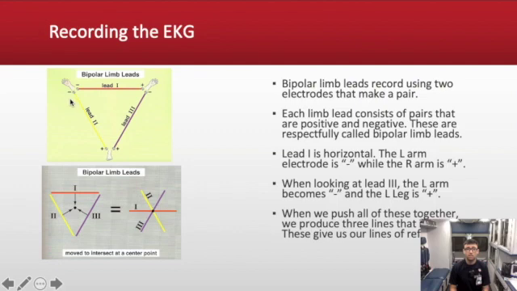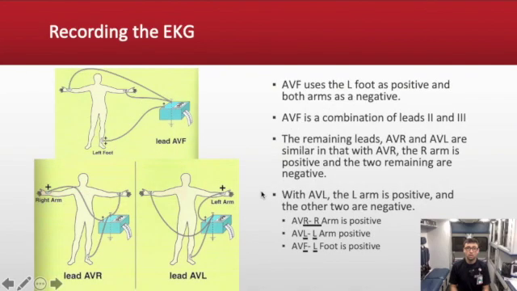Again, lead 2 is from right to left. So if you can see me, we're looking at lead 1, lead 2, which is diagonal, and lead 3, which is downward from the left arm to the left leg. So AVF uses the left foot as positive and both arms as negative. AVF is a combination of leads 2 and 3. And the remaining leads, AVR and AVL, are similar in that with AVR, the right arm is positive and the 2 remaining are negative. So AVR, AVL, AVF, easy way to remember them.